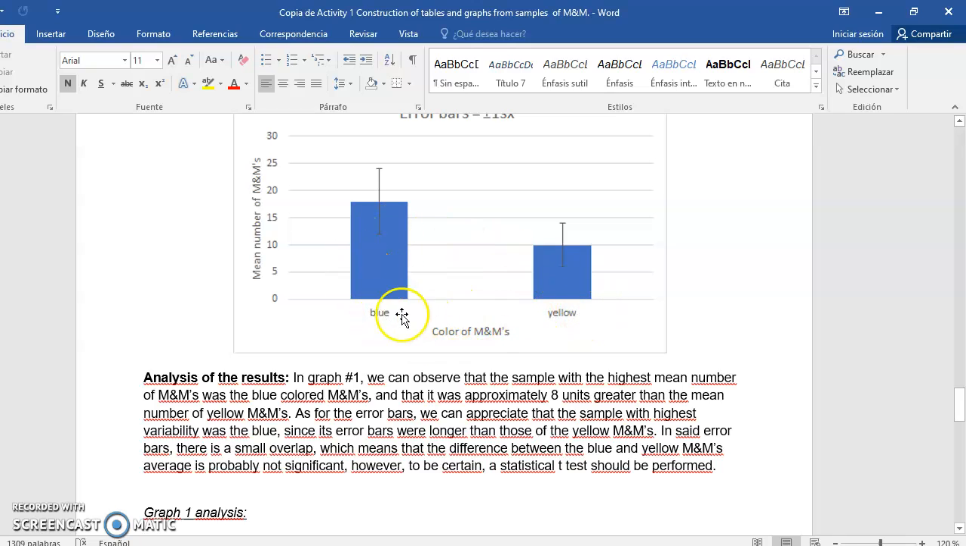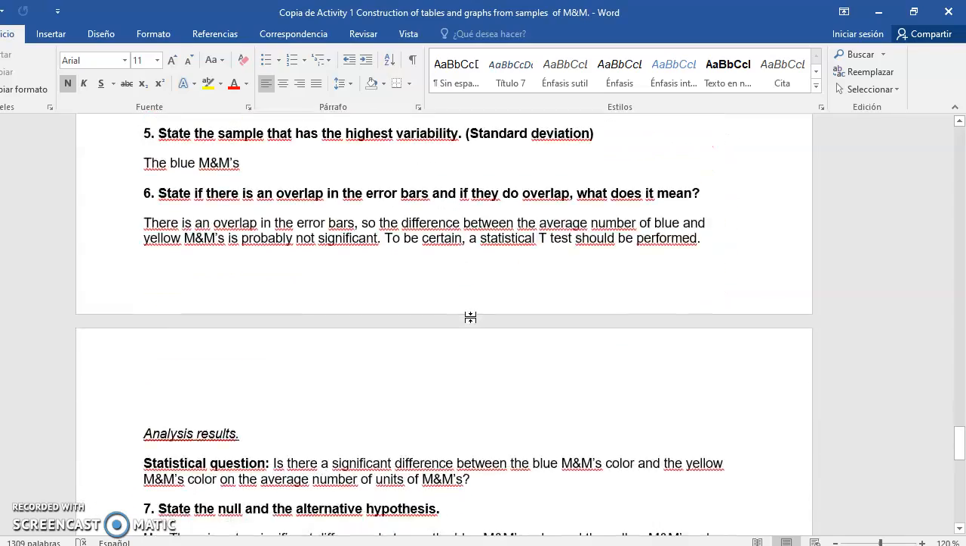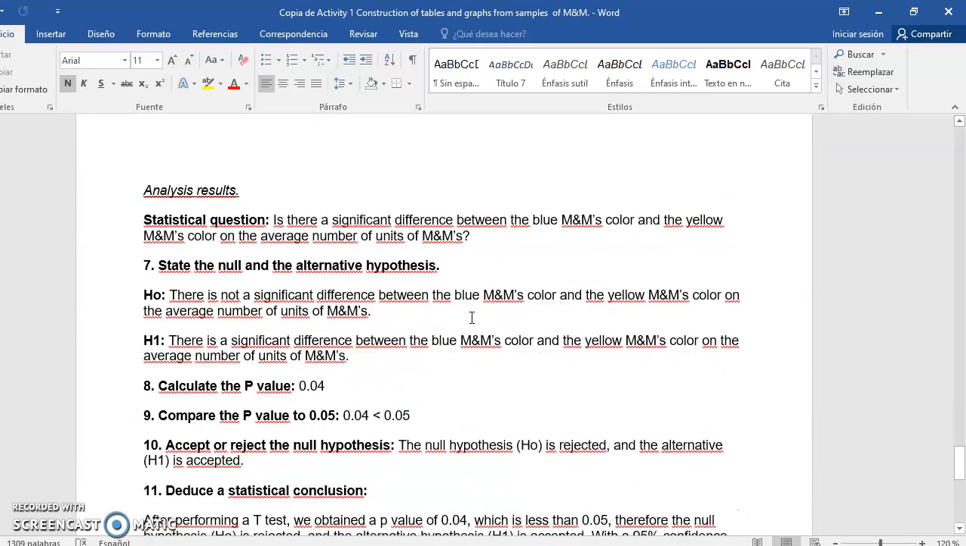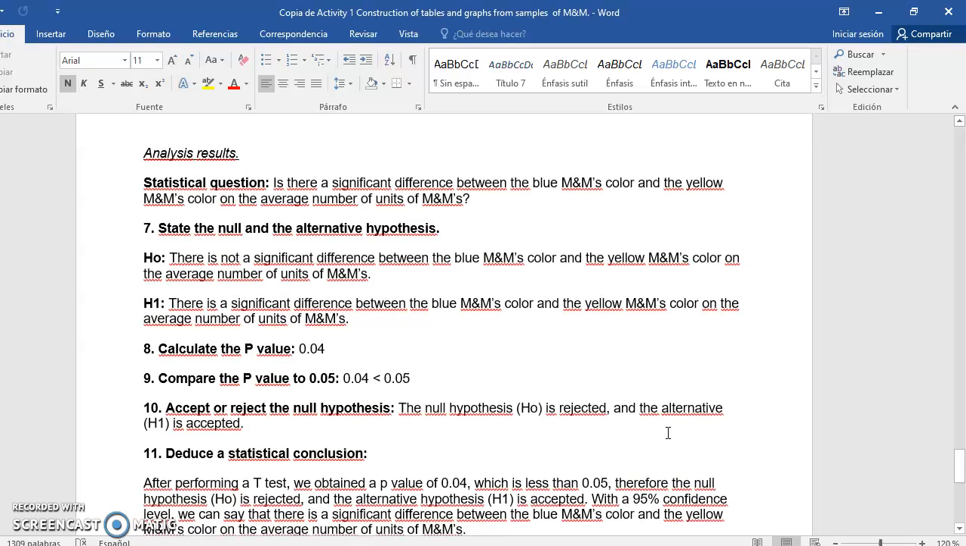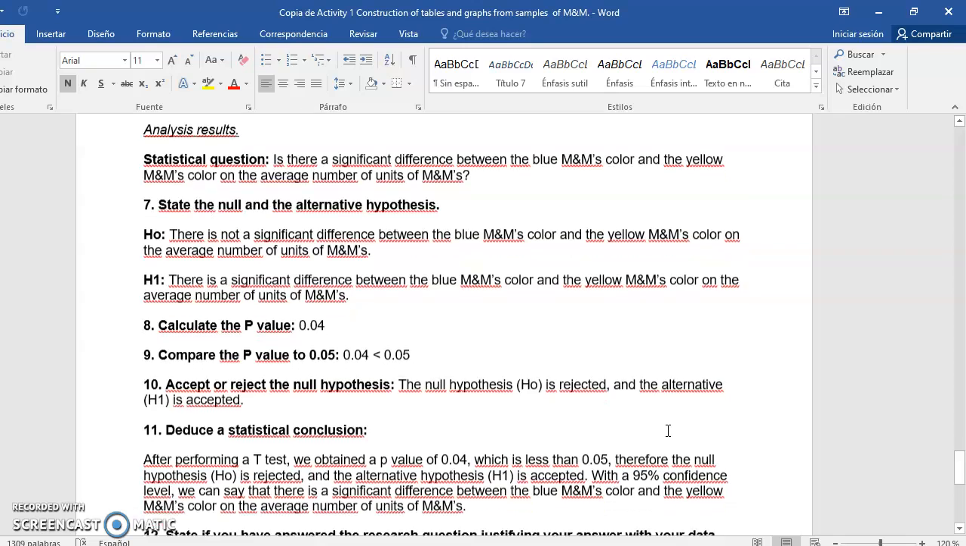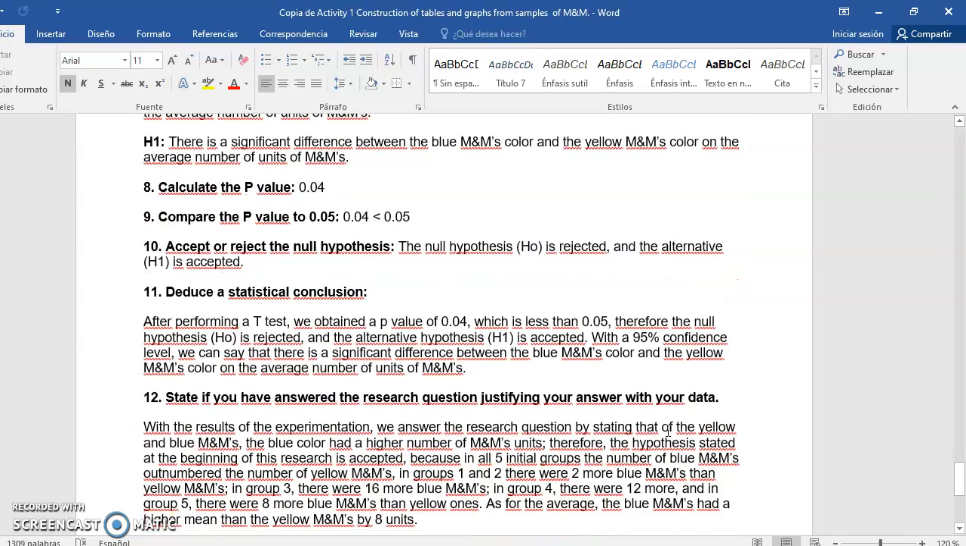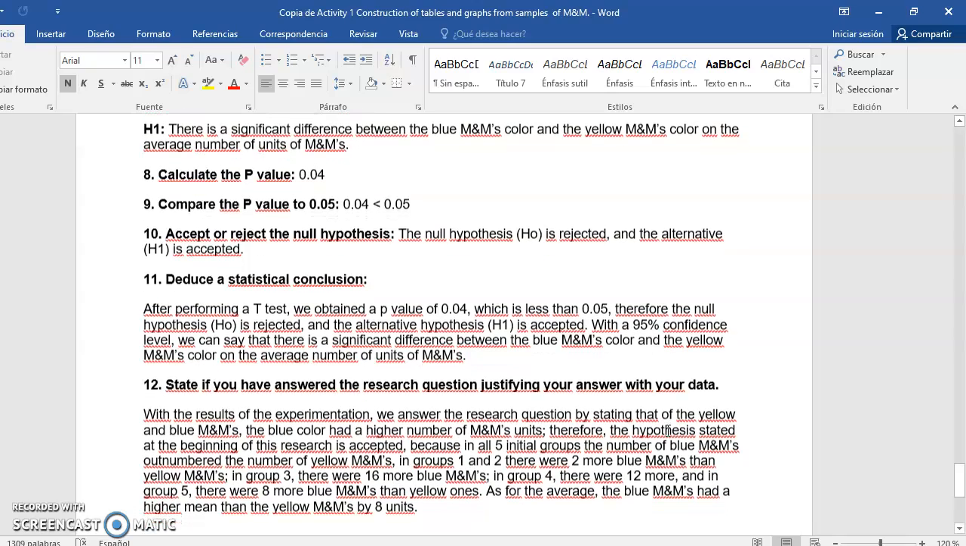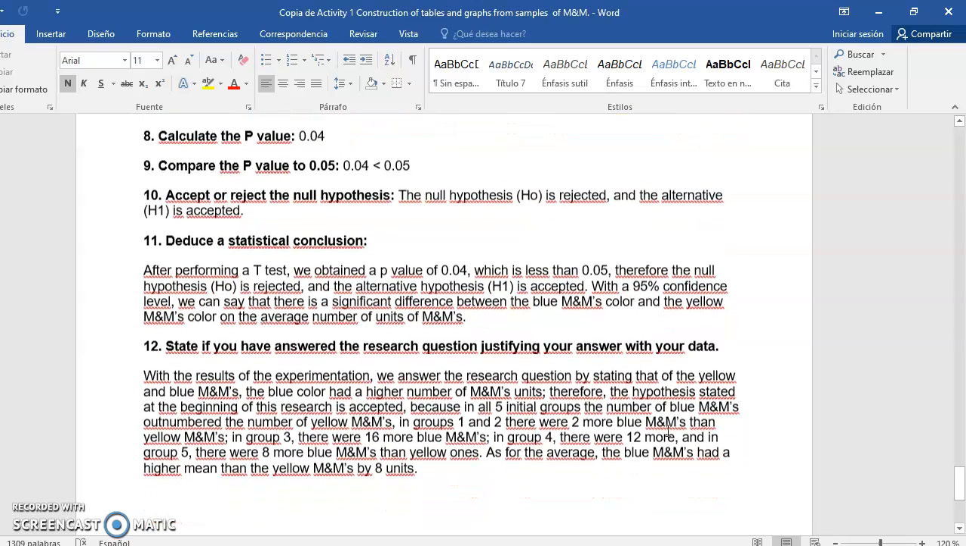Okay, you see this is not a variable that is continuous. It's either blue or yellow, so it means that we are testing for difference. So take a pause and read the null and the alternative hypothesis if you have any doubt. Again, we all had the point of 4 because we did it together, and we deduced a good scientific statistical conclusion. Now, the last question, you need to justify your answer with data.